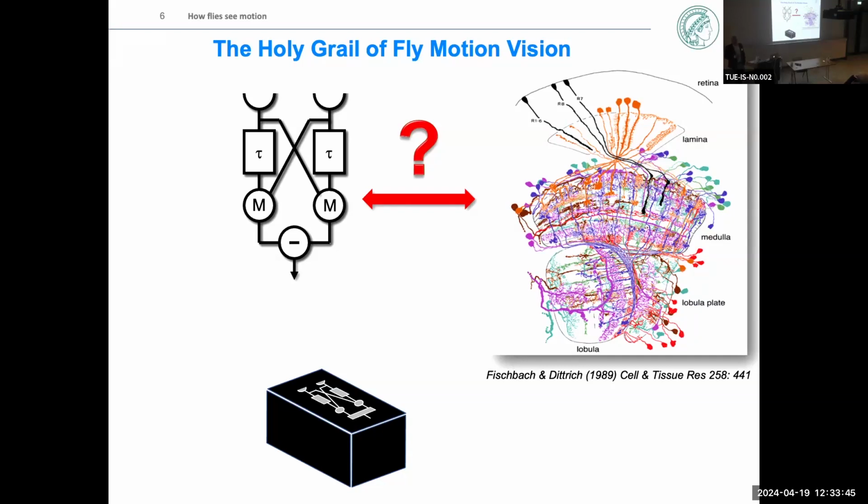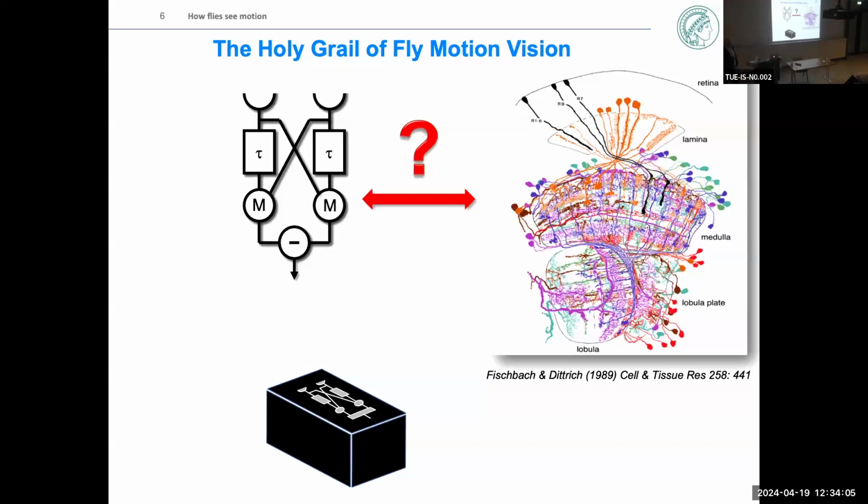Patch recordings were not established yet in the fly. And not even in '89, the two-photon microscope was born. So with any regular laser scanning microscope, you would just blind the fly, so nothing was in place.